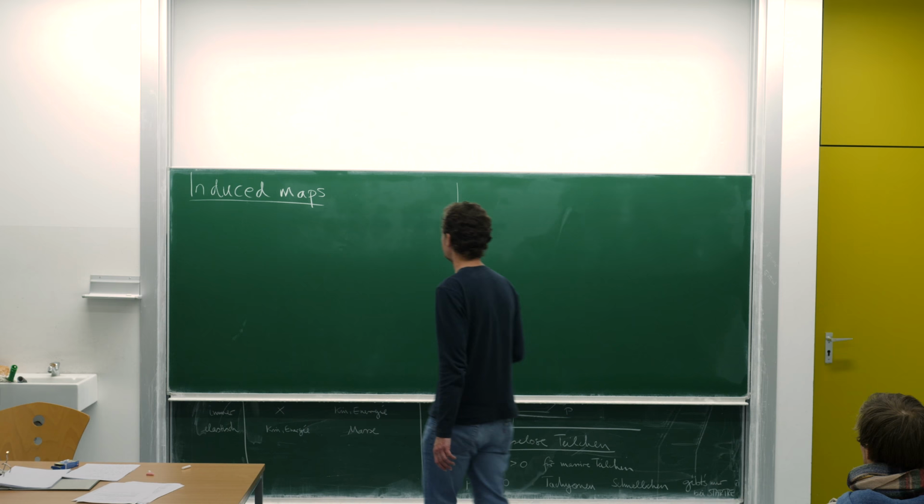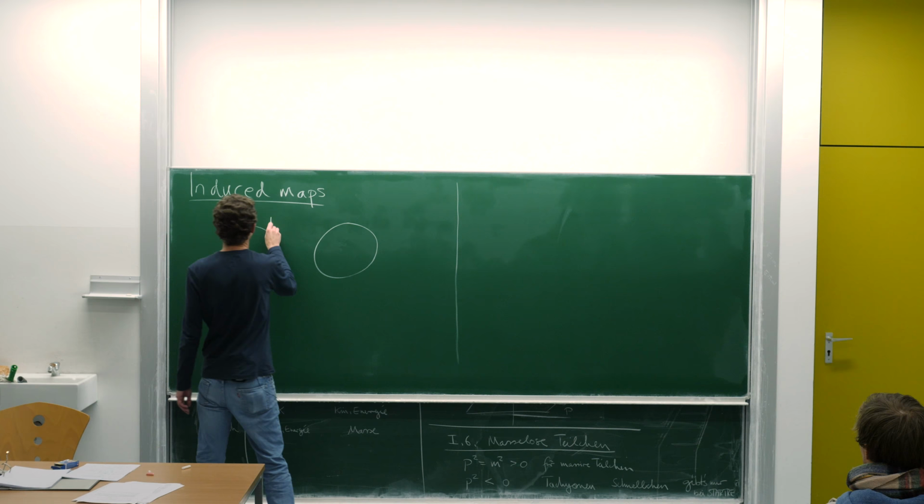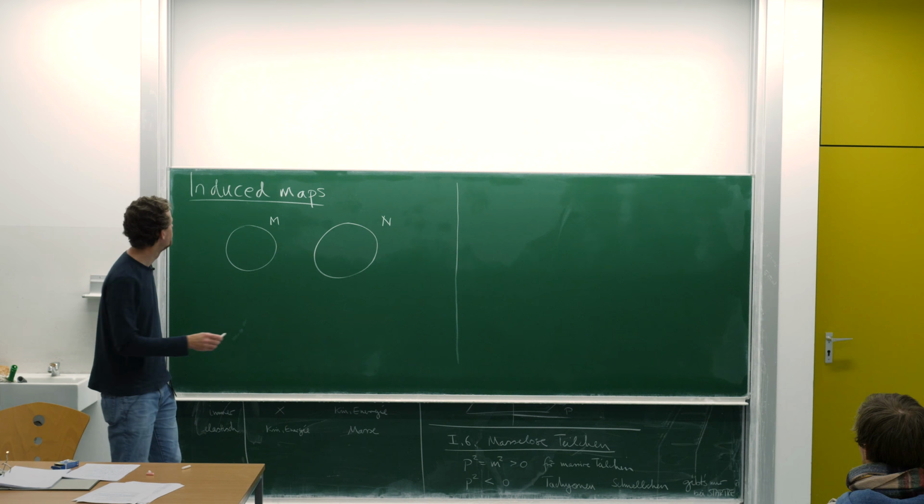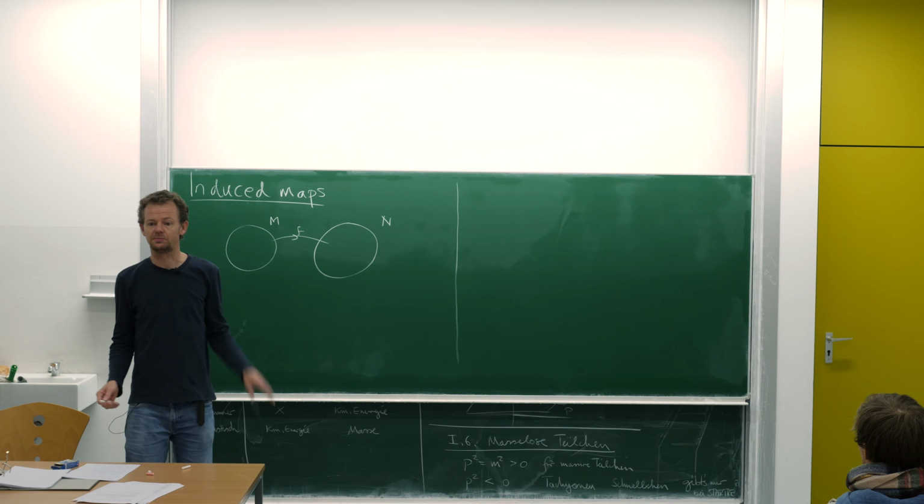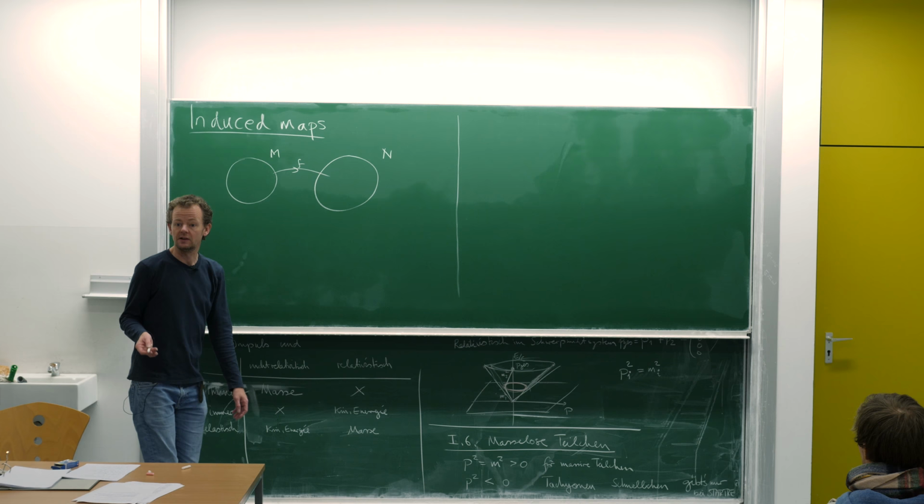So let's imagine we're in the situation where we have two manifolds, M and N, and we have some map between them. And because of the category we're working in, this is going to be a smooth map. So that's great. So that identifies every point in the manifold M with the corresponding point in the manifold N.